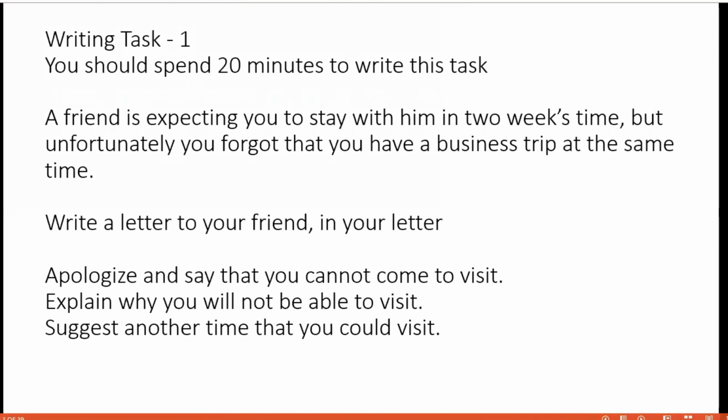So let's look at this question. You should spend 20 minutes to write this task. The question is: a friend is expecting you to stay with him in 2 weeks' time. The person is expecting you to come to his place in 2 weeks. But unfortunately, you forgot that you have a business trip at the same time. You're going to write a letter to your friend now. The first bullet point is apologize and say that you cannot come to visit. Second, explain why you will not be able to visit. The third, suggest another time you could visit.